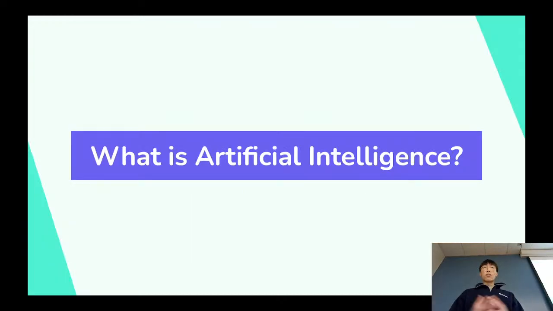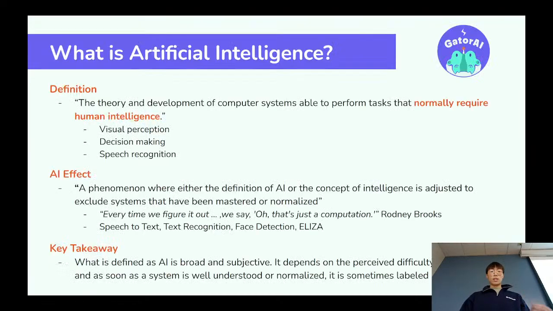So what is, first of all, artificial intelligence? We want to define artificial intelligence and machine learning as best as we can. We're going to define artificial intelligence as the theory and development of computer systems able to perform tasks that normally require human intelligence. There's a lot of things that have been classified as artificial intelligence, such as visual perception, decision making, and speech recognition. Those are things many people would commonly consider to be artificial intelligence.